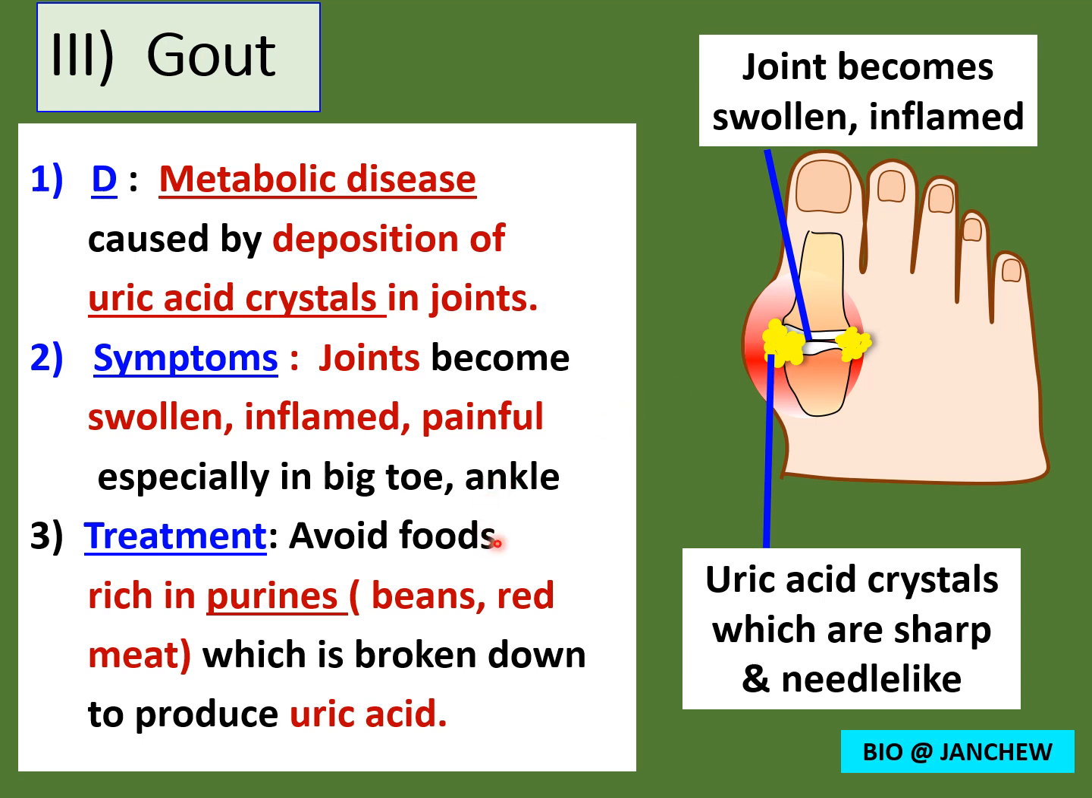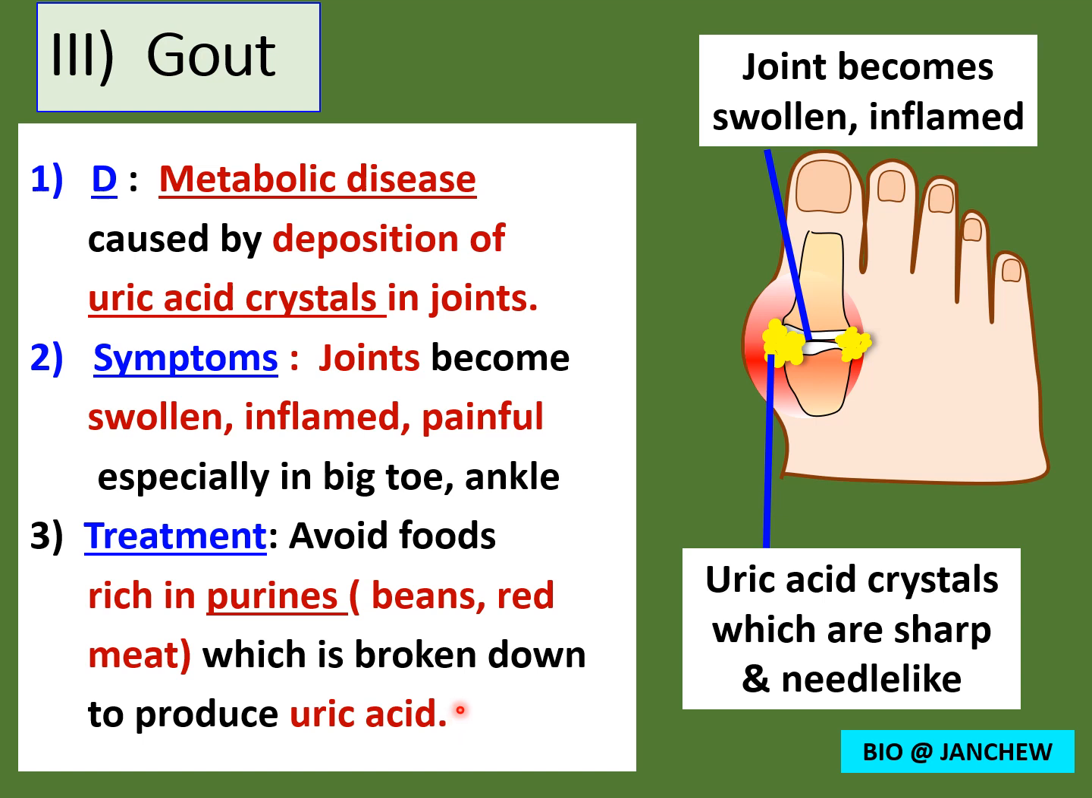The treatment is to avoid foods rich in purines, such as beans and red meat. These have a lot of a compound known as purines, which the body will break down to produce uric acid. Then what happens to this uric acid? In normal people or healthy people, it will be excreted from the kidney in the urine.